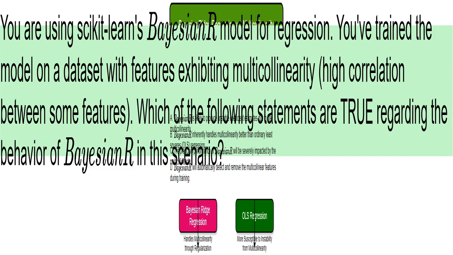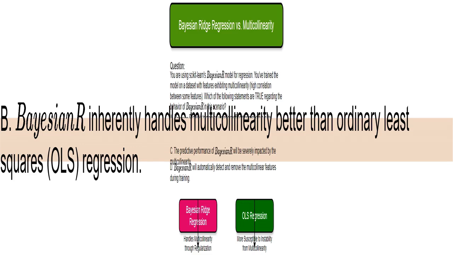This statement is false. Although some instability might show up with extreme multicollinearity, Bayesian-Ridge regression is much more stable than ordinary least squares, OLS, regression. The Bayesian approach helps mitigate the effects of correlated features. This is absolutely true. That's the main advantage of Bayesian-Ridge regression.